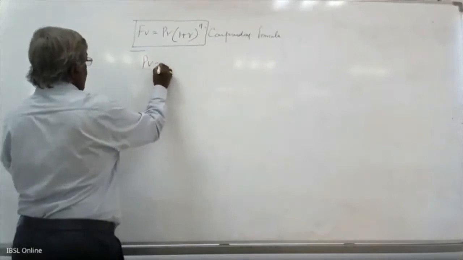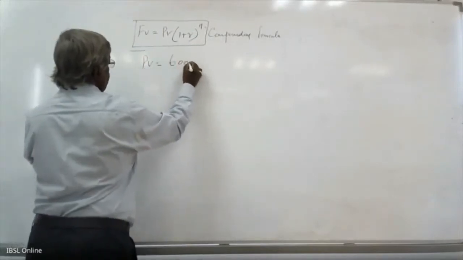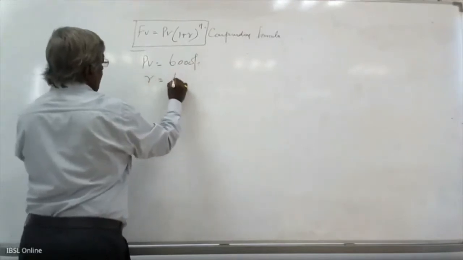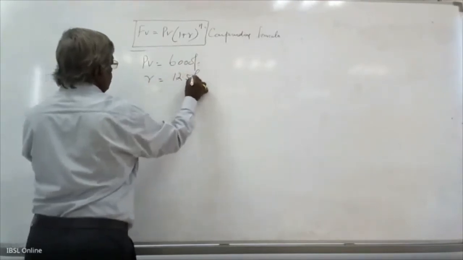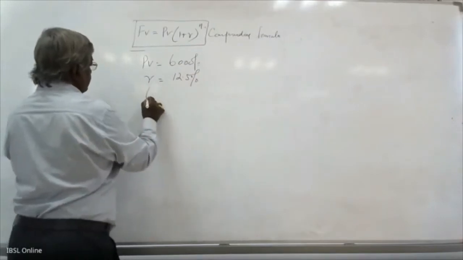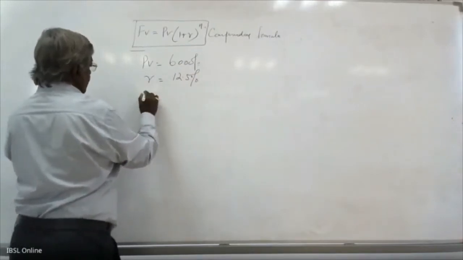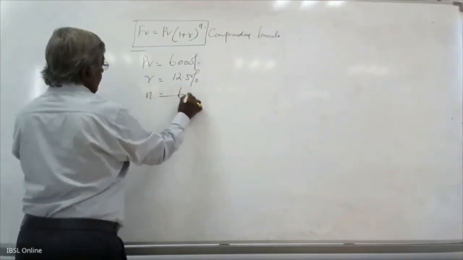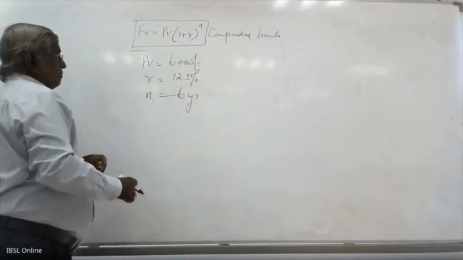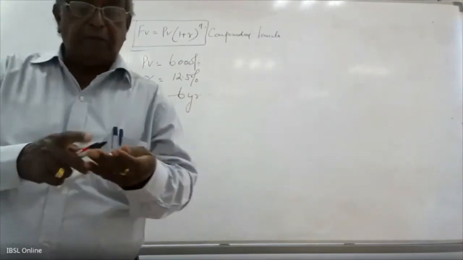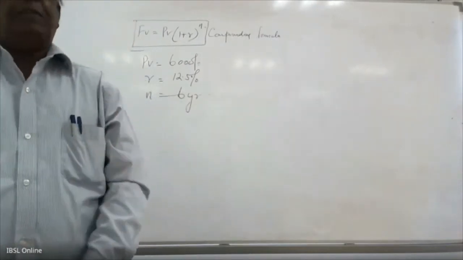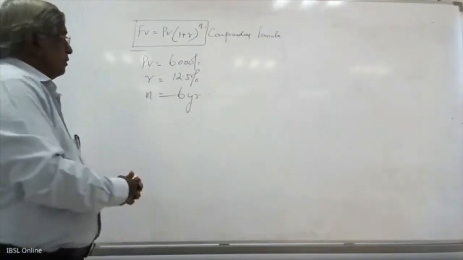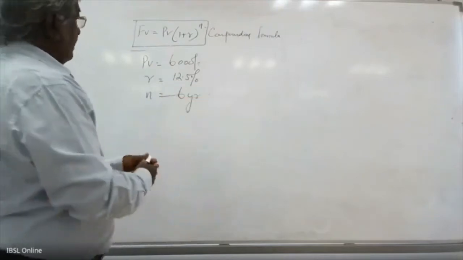PV, the money I am having now, is 6,000 rupees, at an interest rate of 12.5% for a period of 6 years, or N, for 6 years, with automatic renewal. We are investing this 6,000 rupees. How much will it be at the end of the 6th year? The future value of this money.